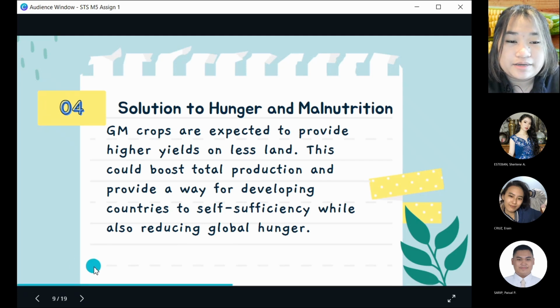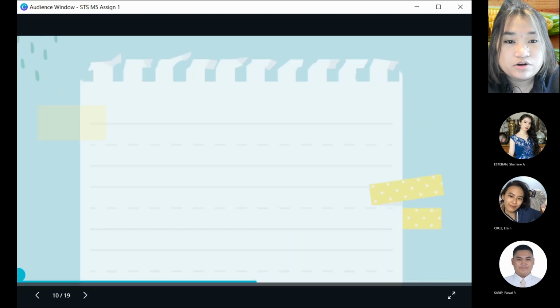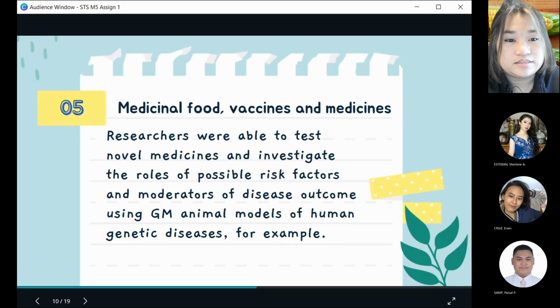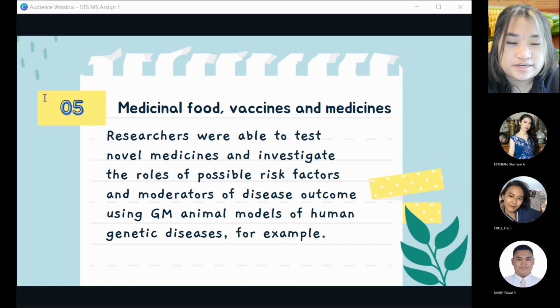Lastly, GMO crops can be medicinal food, used as vaccines, or be considered as treatment or medicine. Since the 1980s, genetically modified organisms have become a mainstay of biomedical research. Researchers were able to test novel medicines and investigate the roles of possible risk factors and moderators of disease outcome using GM animal models of human genetic diseases. GM microorganisms, plants, and animals also changed the pharmaceutical industry by allowing for the development of safer and less expensive vaccines and medicines.